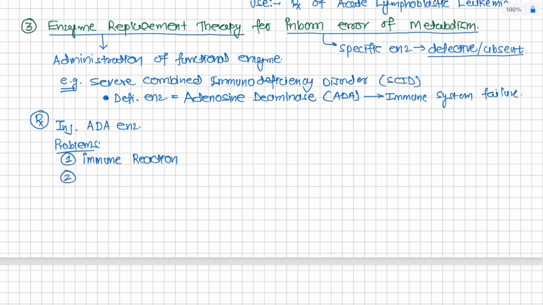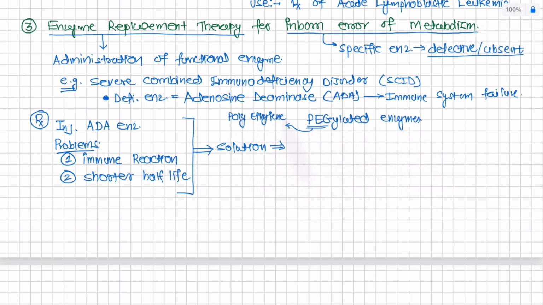And second, the enzyme has a shorter half-life, meaning it gets broken down quickly in the body. So the treatment doesn't last long and frequent injections would be needed. To solve this problem, scientists developed something called pegylated enzyme. Here, PEG means polyethylene glycol. So pegylation means attaching polyethylene glycol to the enzyme.